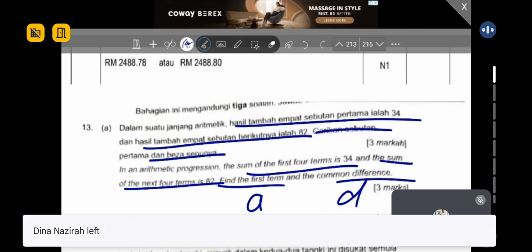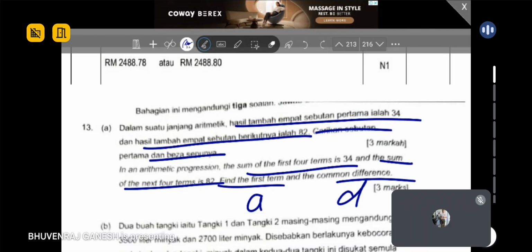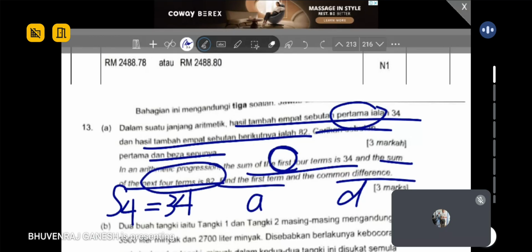So you just write it out in symbol. Okay, so they say sum of first four terms. So can you see guys, first, pertama. So you know this is S4 equal to 34. First equation, persamaan pertama. Second, they say next four terms. Okay, empat sebutan berikutnya. Okay, this one is confusing a bit. So they want you to find next four terms.